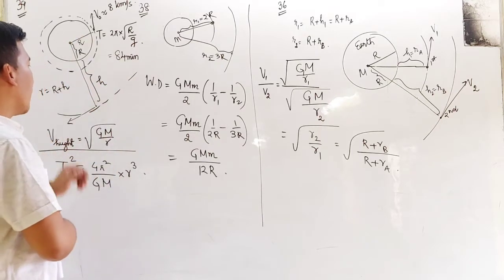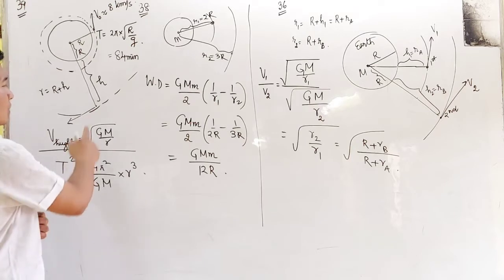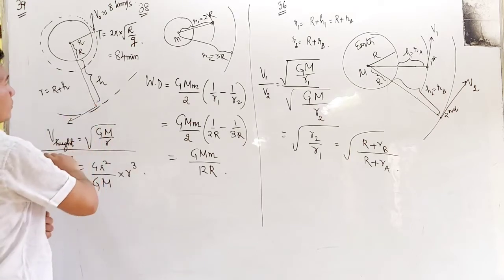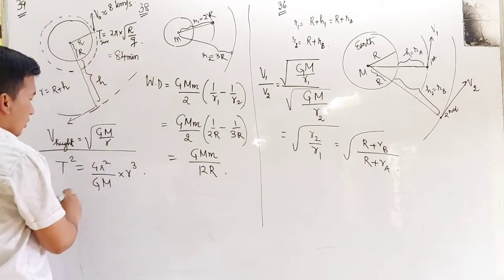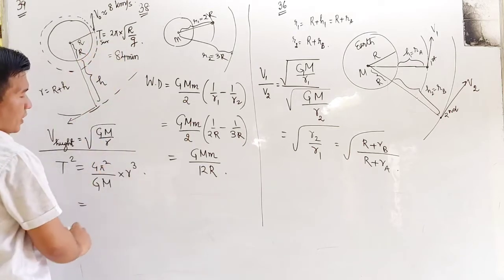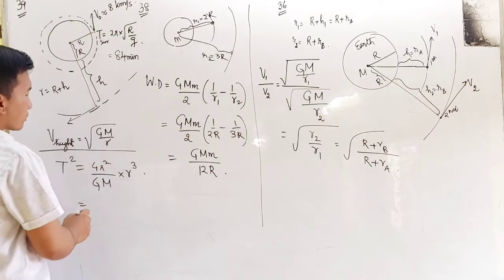Now let us calculate in terms of the expression. Your T square will be equal to 4π square over capital GM.